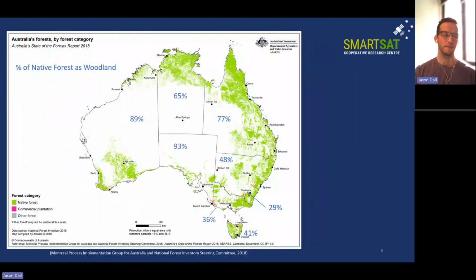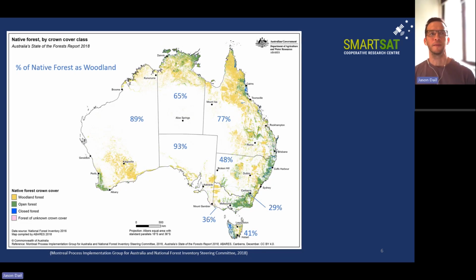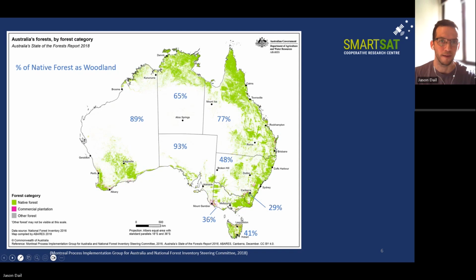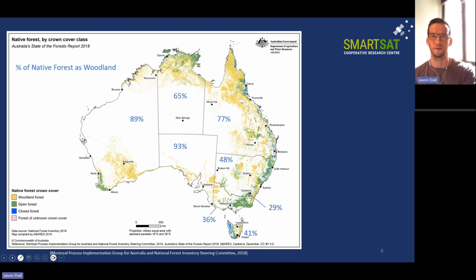Just to give an idea of the extent of woodlands across Australia, and specifically for my research in Queensland, the green area we're looking at is native forests in Australia. 77% of this is considered woodland for Queensland. For South Australia, 93% of their native forest is considered woodland.